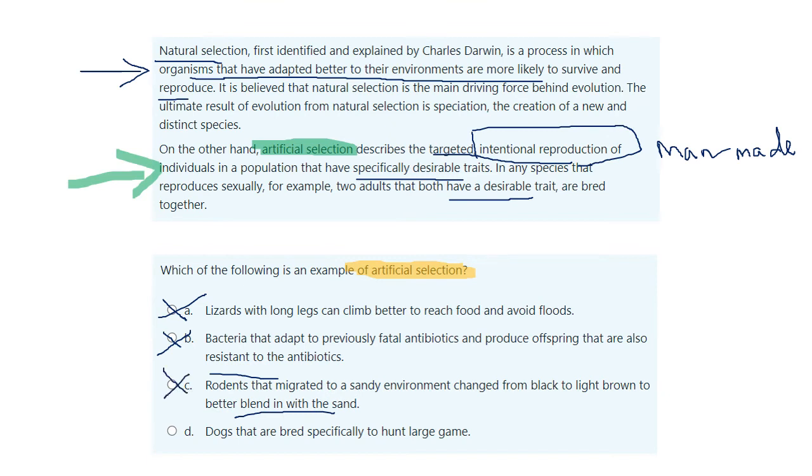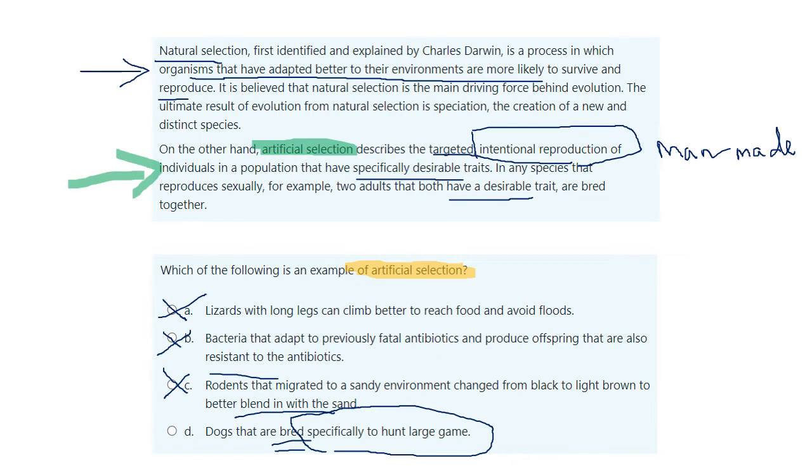Dogs that are bred specifically to hunt large game are bred. Dogs are bred. That means dogs are put together to reproduce. Humans choose a male and they choose a female. And they're going to hunt large game. Large game means maybe deer or even, I don't know, in the wild, maybe lions or tigers. But they're going to hunt a large animal.